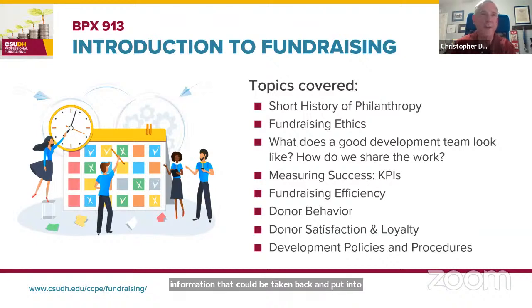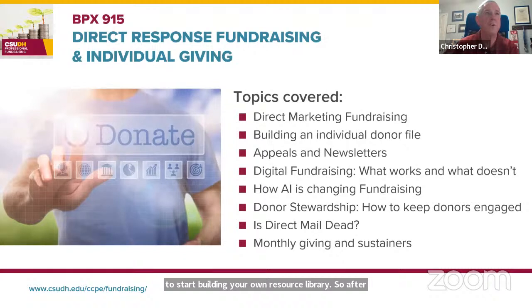It's not all theory. The course will cover topics that include a brief history of philanthropy, ethics, what makes for a good development team, how do you measure success and efficiency, as well as basic information about who the donors are, how they behave, and how do you build relationships with donors. Good development policies and procedures will be discussed, as well as a framework for a good departmental manual for development. There'll be lots and lots of good handouts and materials to start building your own resource library. So after getting the fundamentals down, it's time to move to course number 2.